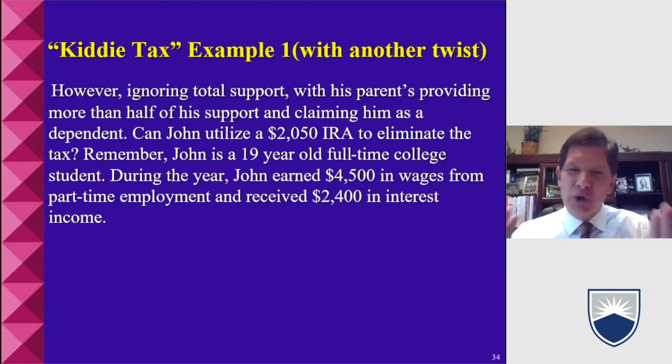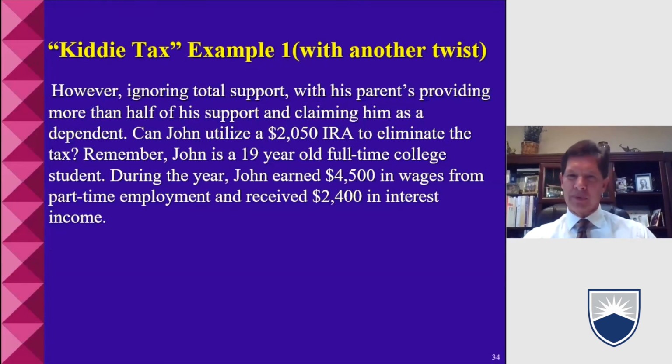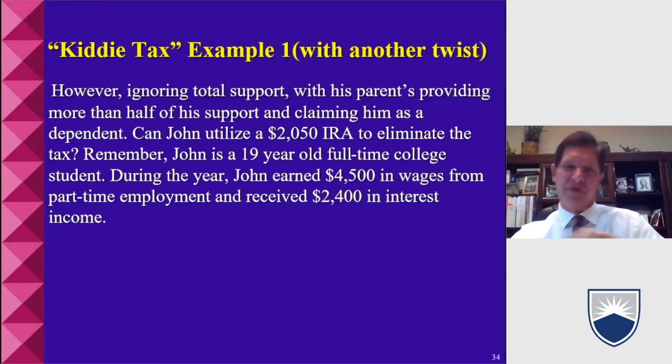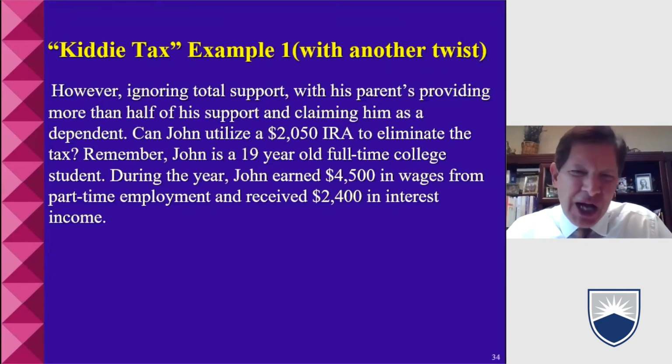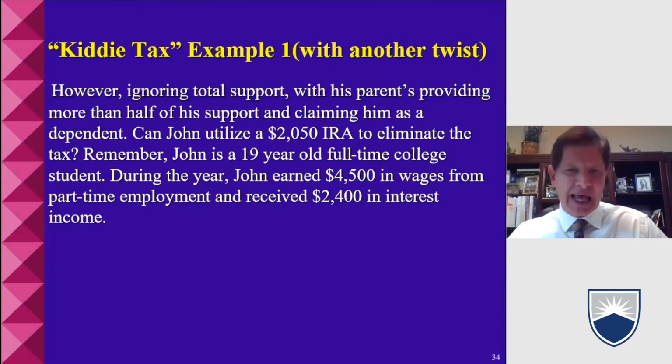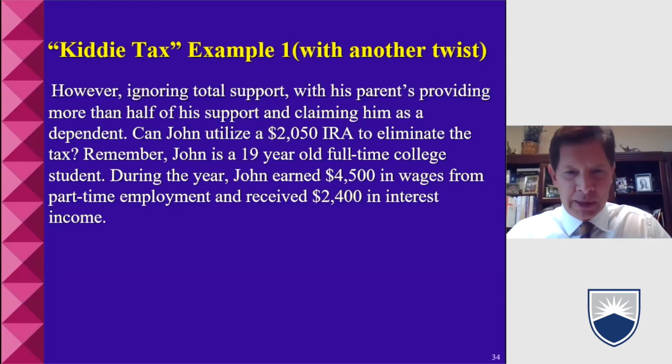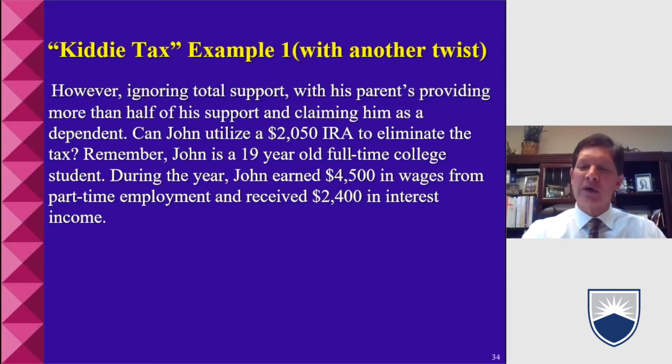However, ignoring total support, with his parents providing more than half of his support and claiming him as a dependent, can John utilize a $2,050 IRA to eliminate the tax? Remember, John is a 19-year-old full-time college student. During the year, John earned $4,500 in wages from part-time employment and received $2,400 in interest income.